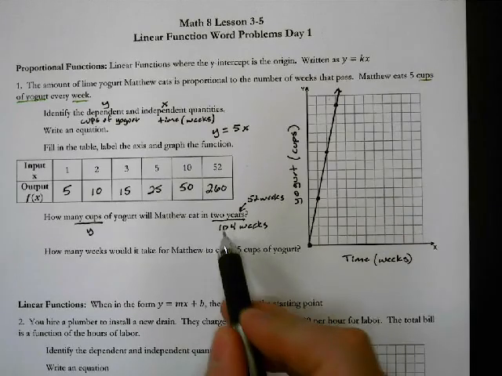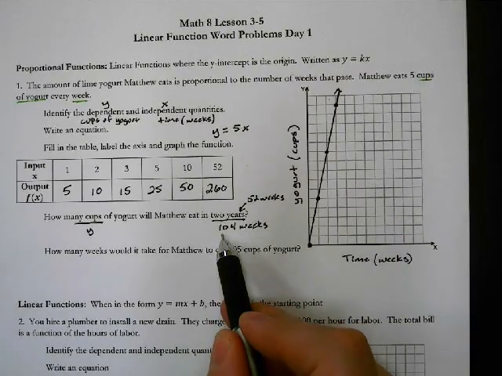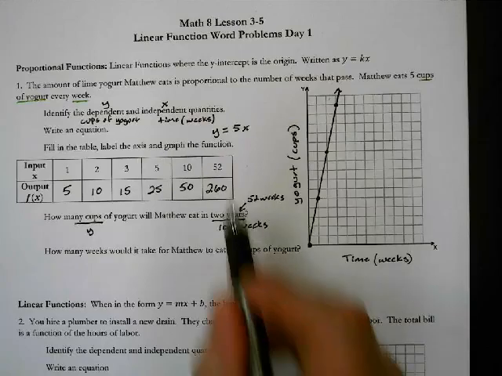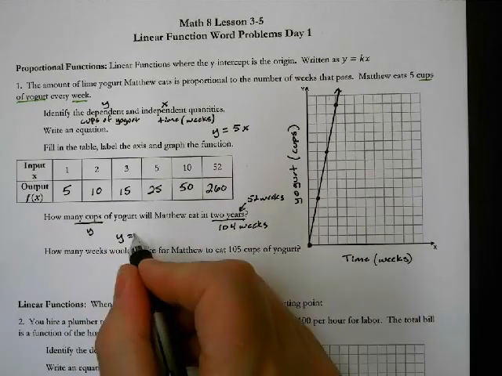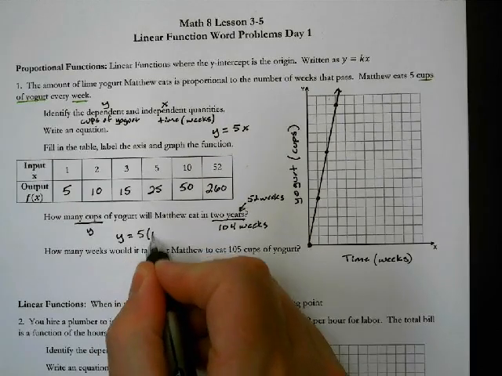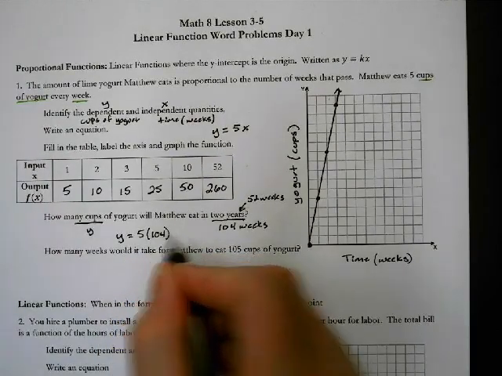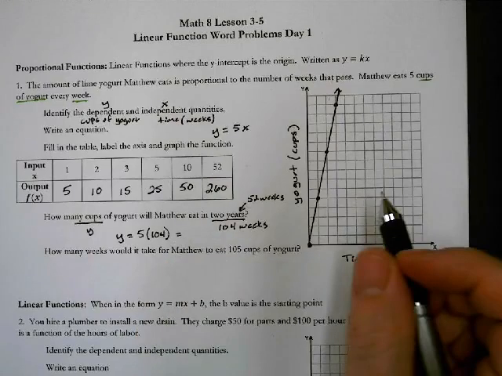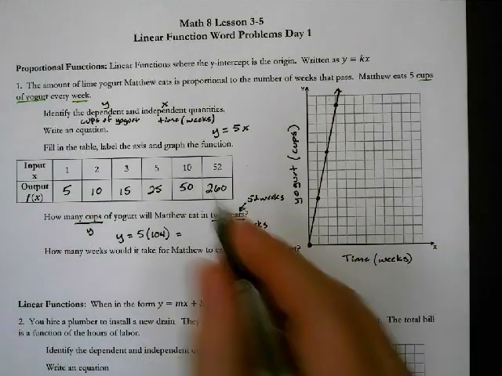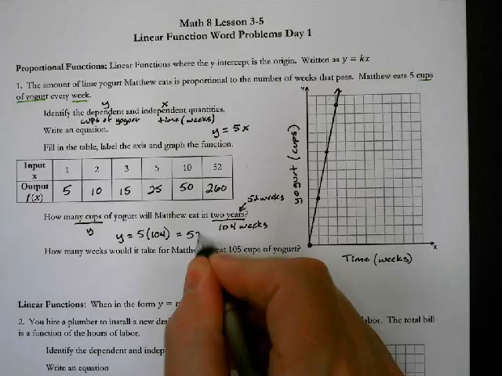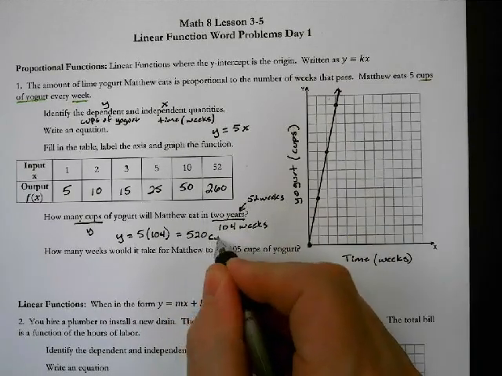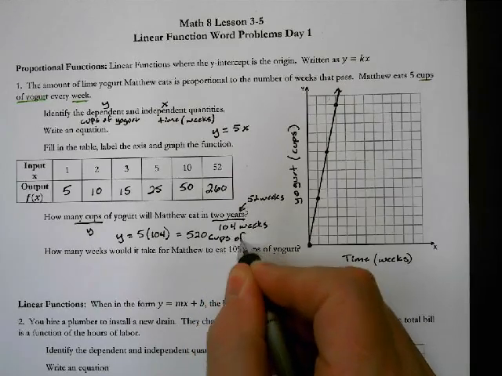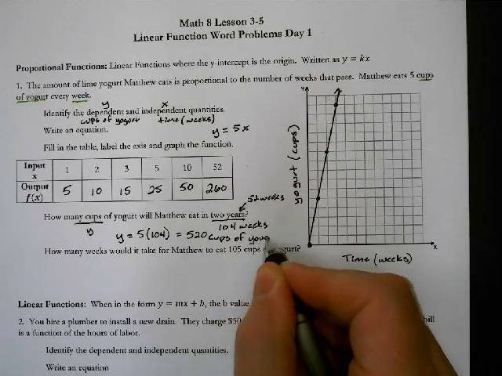So that's my x quantity right there, I've got 104 weeks. So I would use my equation. I'd say y is equal to 5 times 104 weeks. Let's see, we get 520. So after 2 years, I would have 520 cups of yogurt. Pretty sure that's not healthy.